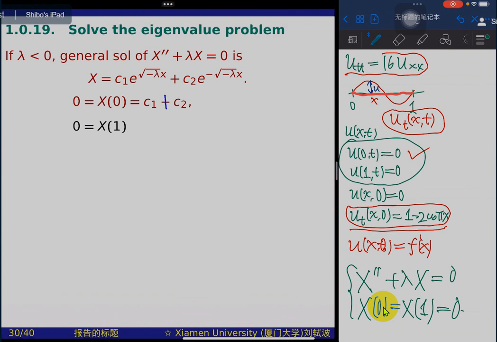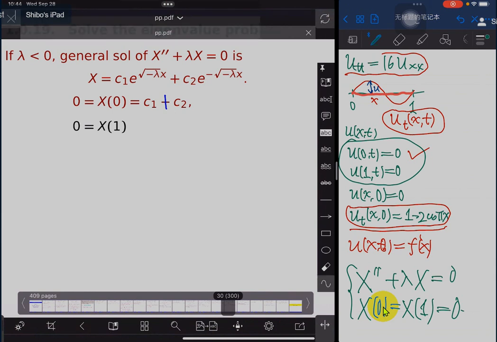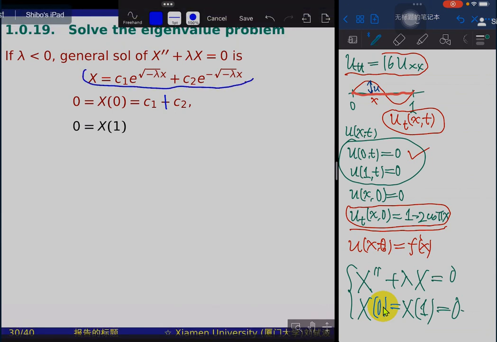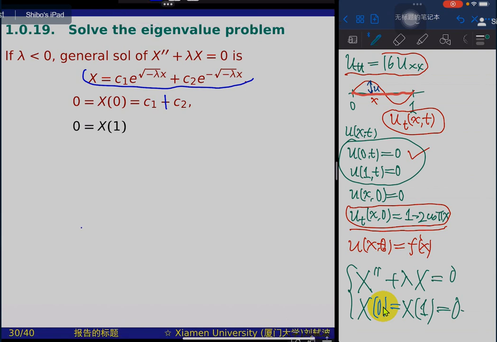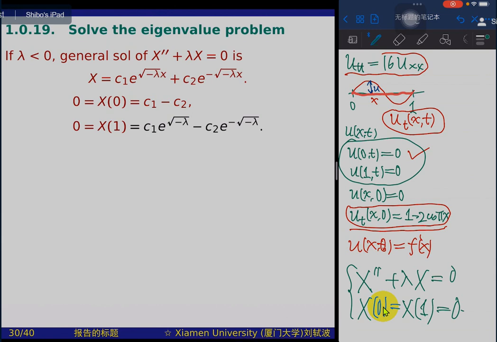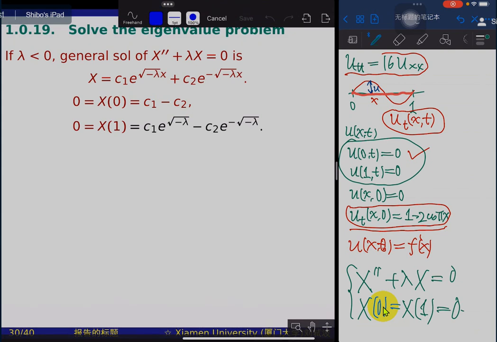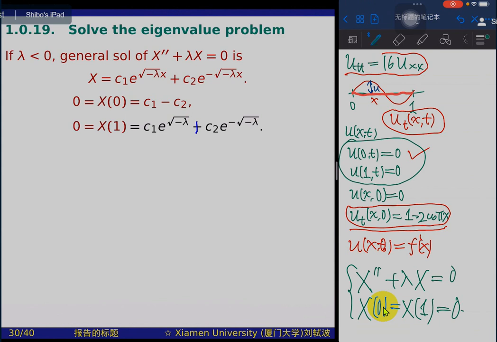Again, using the expression for capital X given here, we see that x1 is C1 e to the square root of minus lambda plus C2 e to the exponential. So from these two equalities, C1 plus C2 is 0, and C1 exponential plus C2 exponential is also 0. From this, we can see that C1 equals C2 equals 0.